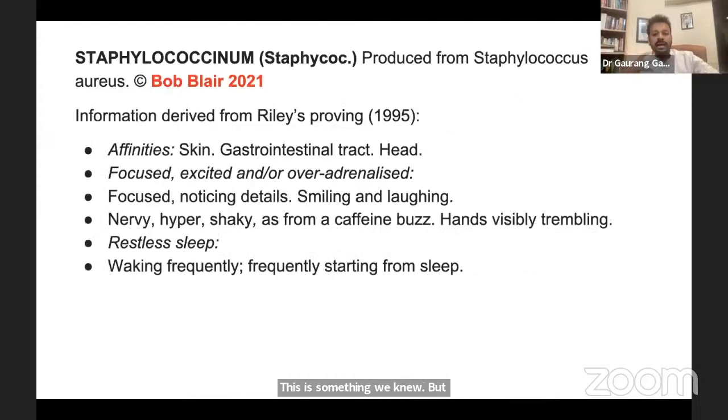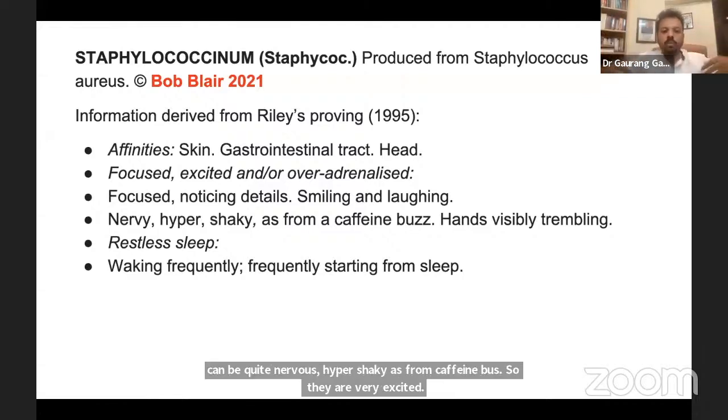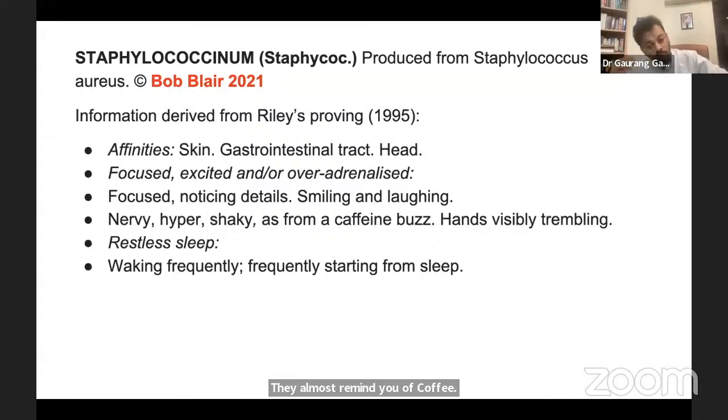But what we now know, thanks to a lot of work by a lot of colleagues, and I'm going to share a few ideas from Riley's proving and also some ideas from my colleague Bob Blair's writing, is that now Staphylococcinum has a special affinity for skin, gastrointestinal tract, and head. They are generally very focused, excited, or over-adrenalized. They can be quite nervy, hyper, shaky, as from a caffeine buzz. So they are very excited. They almost remind you of coffee. Their hands are often trembling. They could often be restless. They could wake frequently. So this is a little bit about the main patterns of Staphylococcinum.